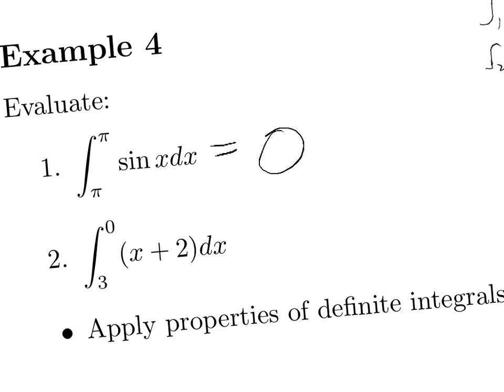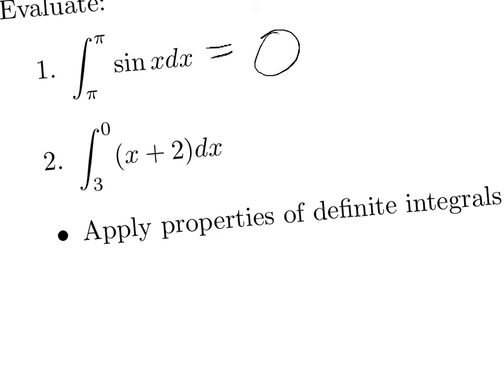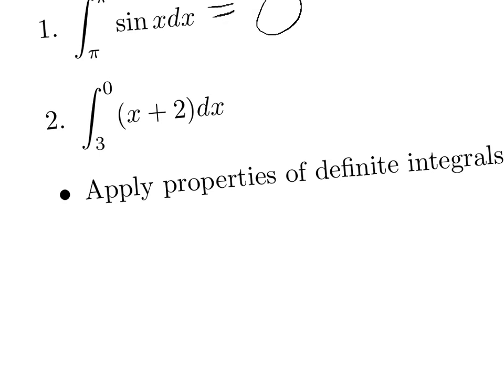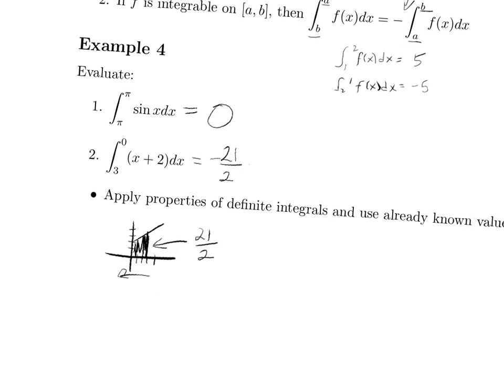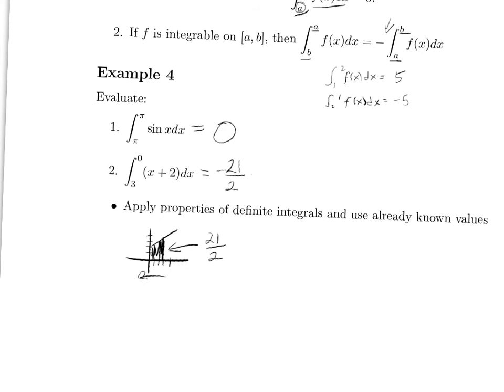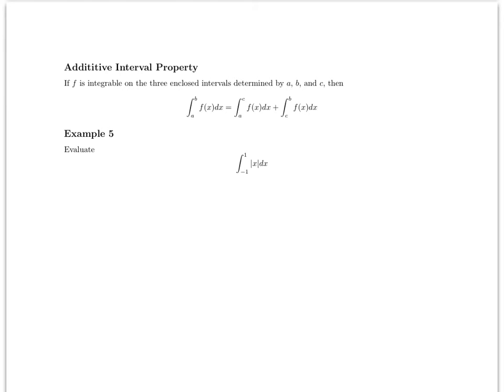Okay, the next one, integral from 3 to 0 of x plus 2. You will remember that we just did this, right? And what did we get for the previous problem, part 2? We got 21 over 2, right? So for this one, from 3 to 0, going backwards, what will our answer be? Negative 21 over 2. Okay, good. Again, those are quick properties. You'll forget them, make a star, you'll come back to them. Okay, another property.